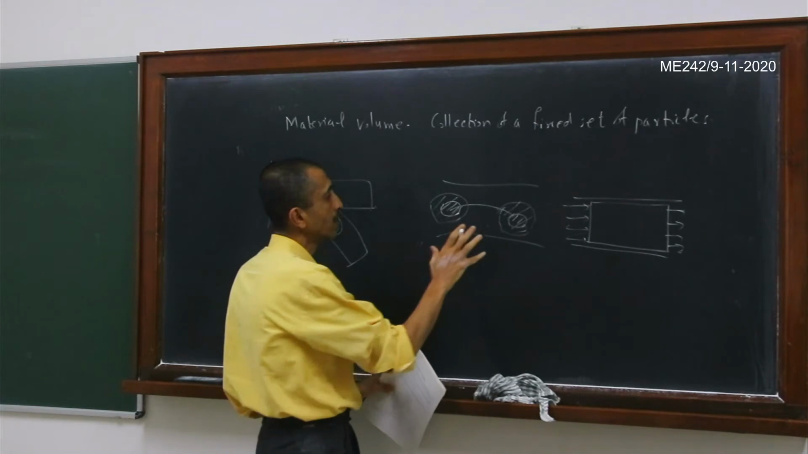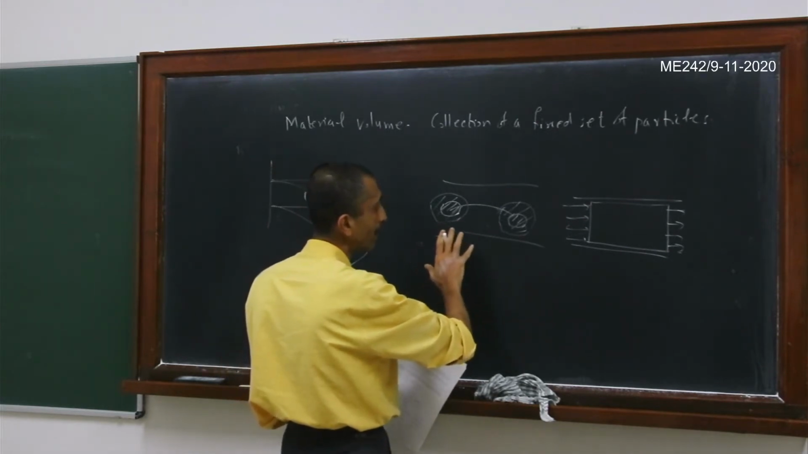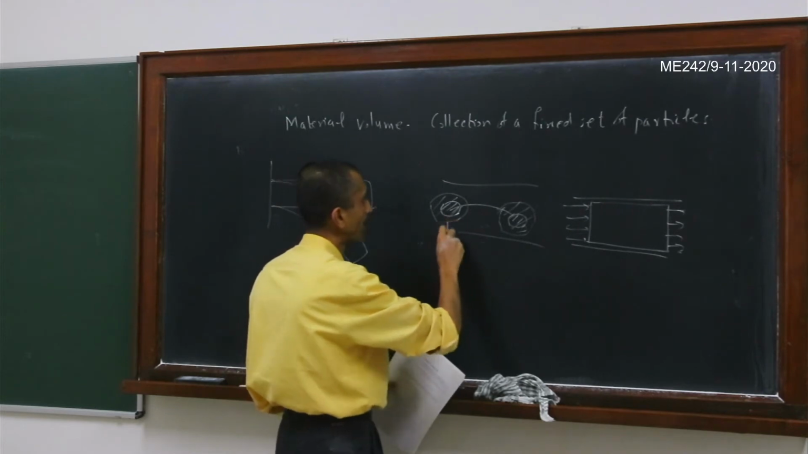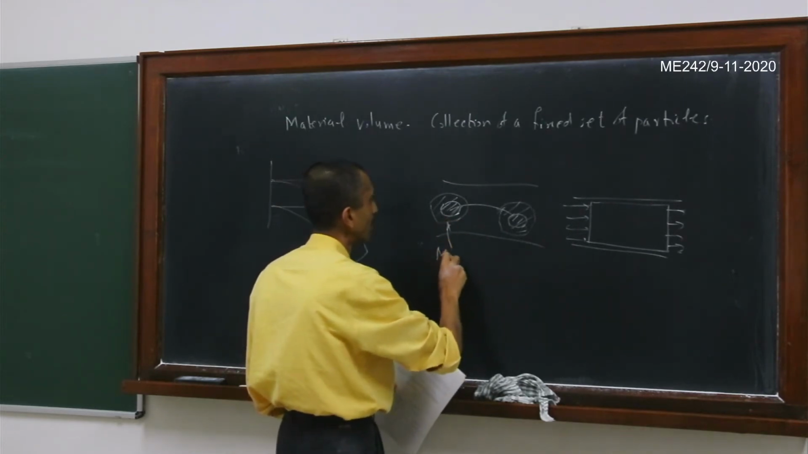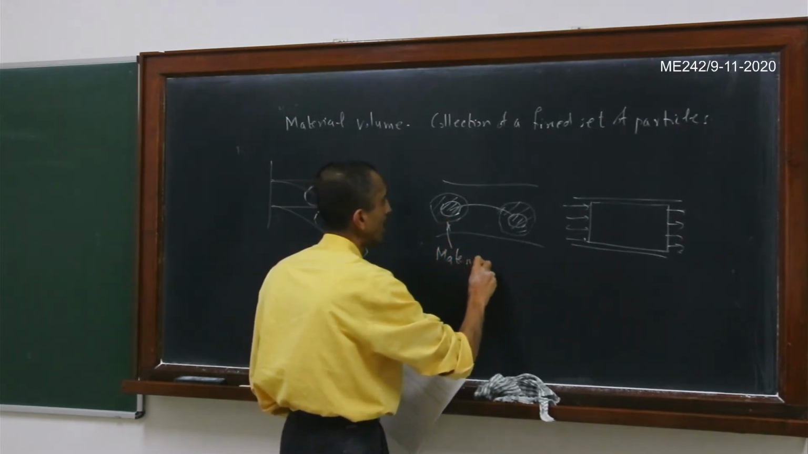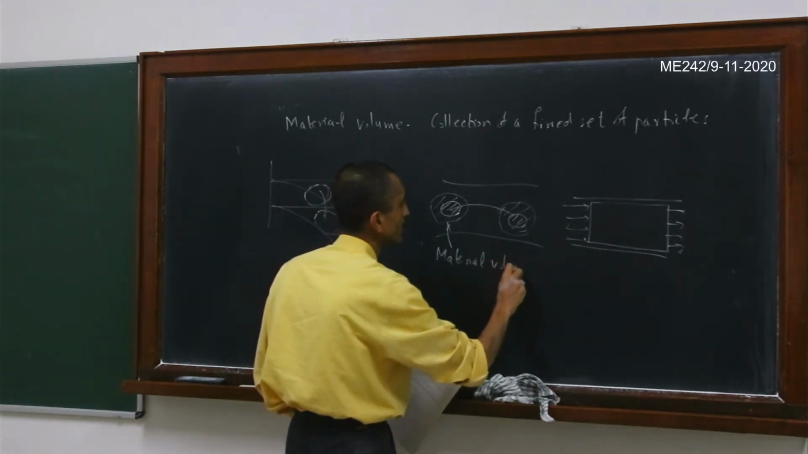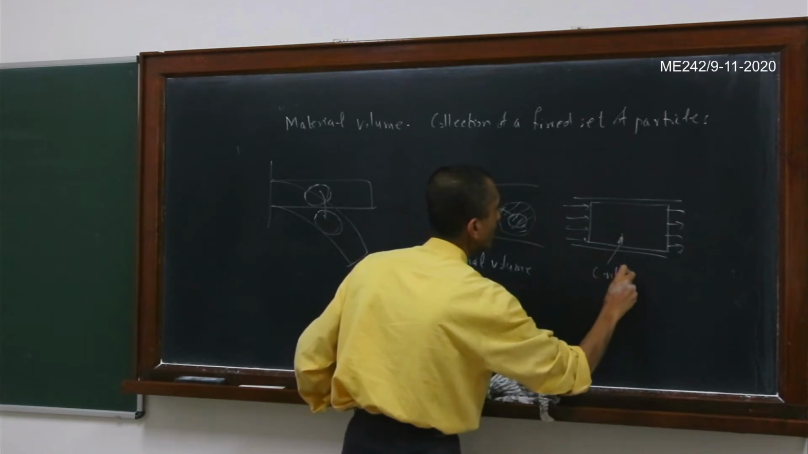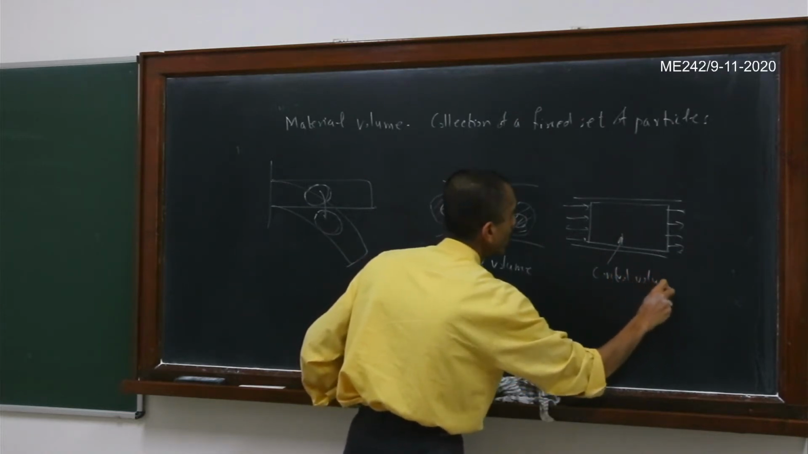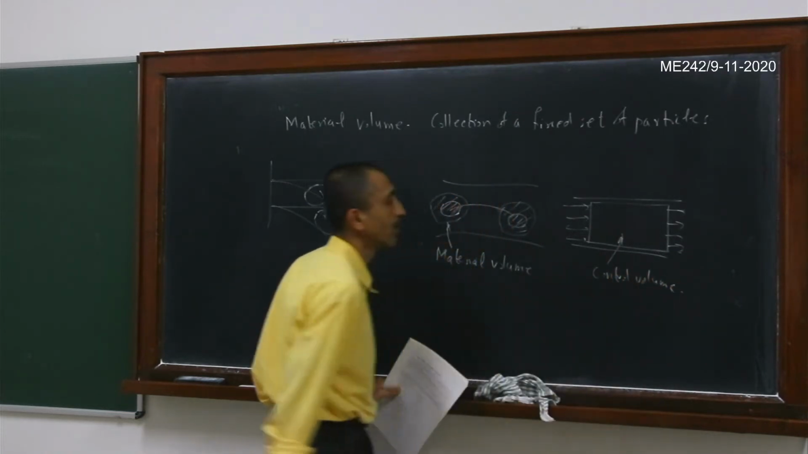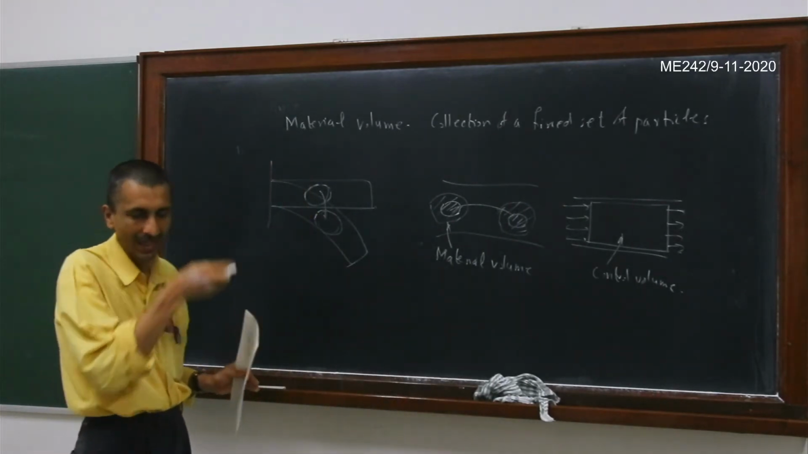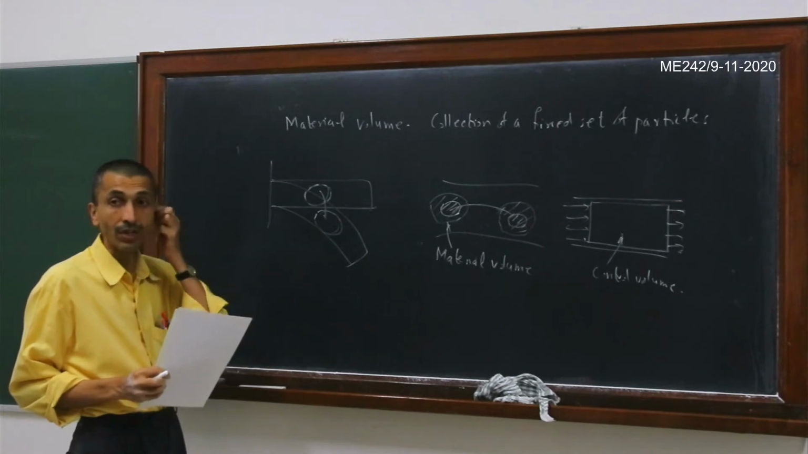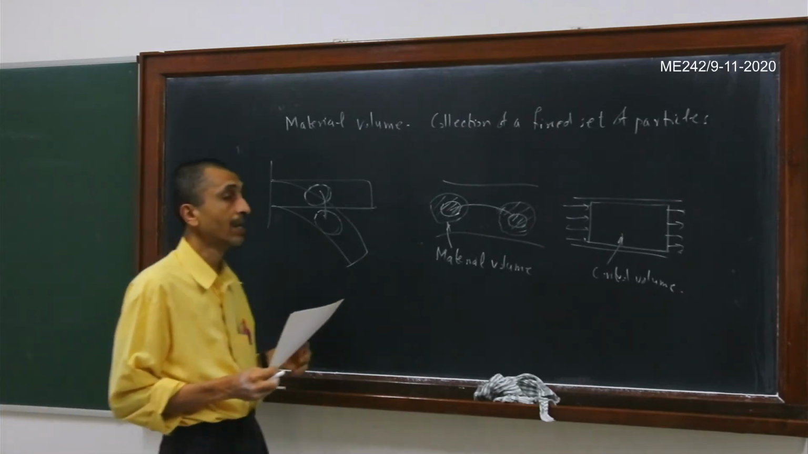Okay, so you have to distinguish very carefully between a material volume and a control volume. So these are all examples of a material volume. So let me just write that material volume, and this is an example of a control volume. Now the most important thing to remember here is that the material volume is what we will use when we are deriving the balance laws.